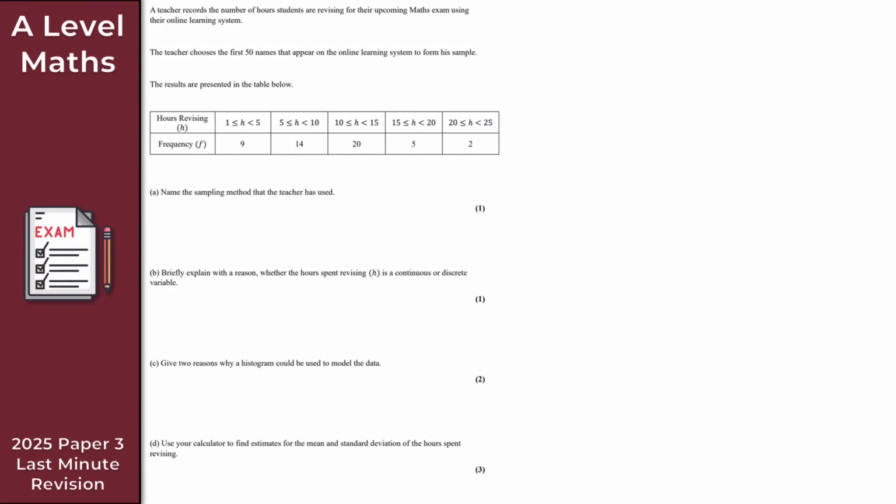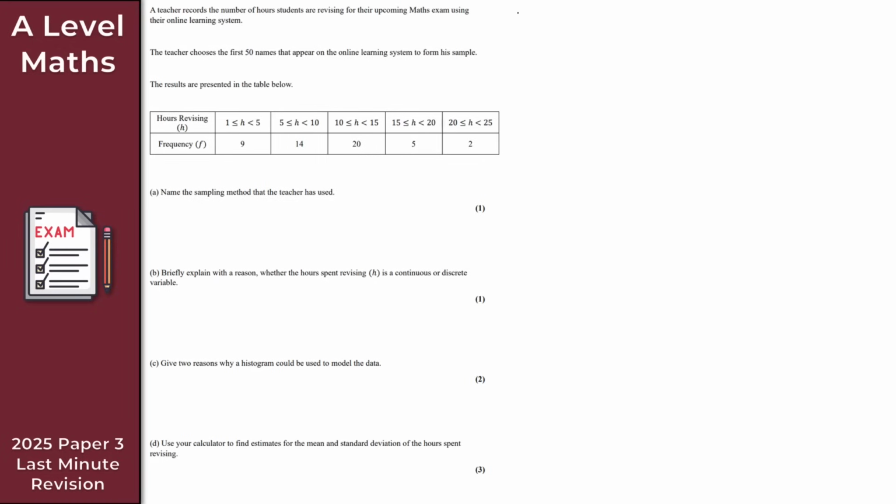Now for the penultimate question, question 7, what do we have? We've got a teacher who records the number of hours students are revising for their upcoming maths exam by using their online learning system. The teacher chooses the first 50 names that appear on the online learning system to form their sample. And as we can see, the results are presented in this table.